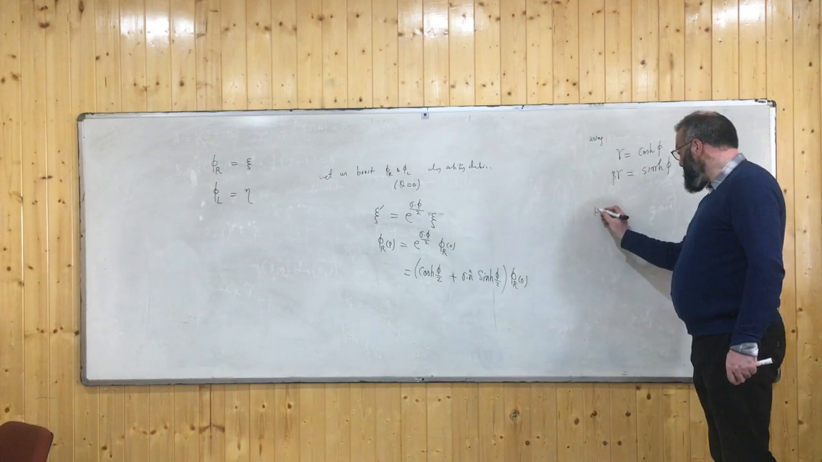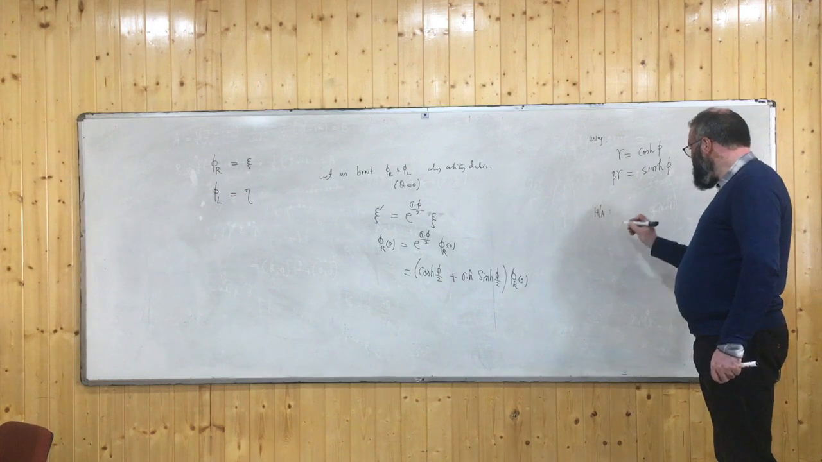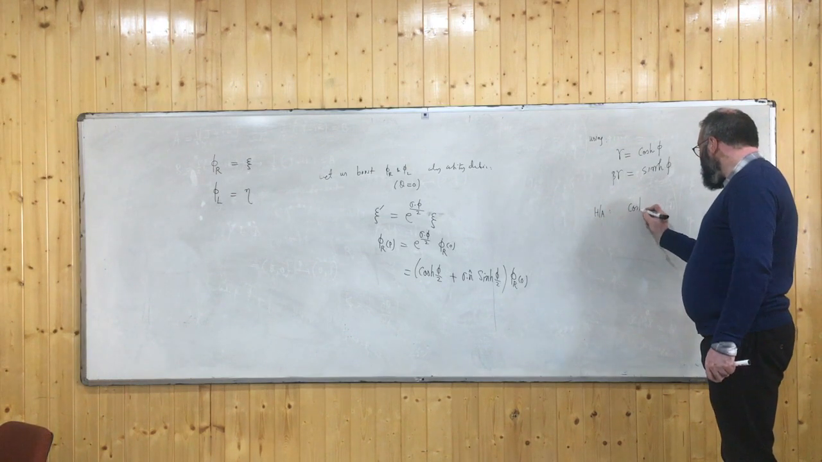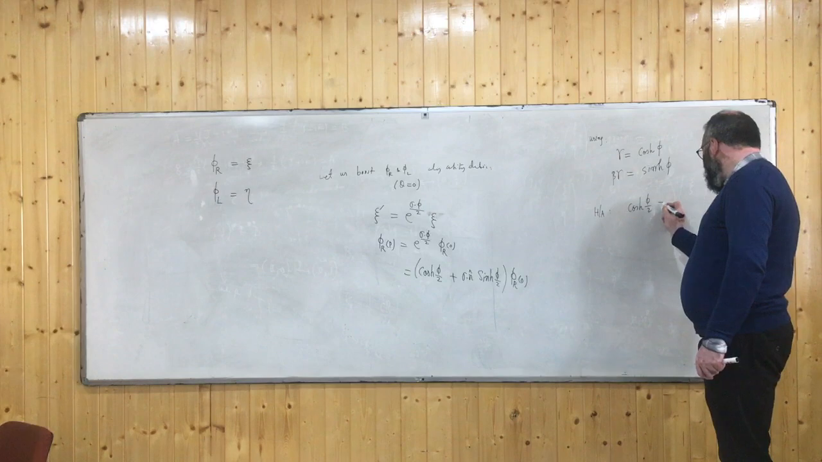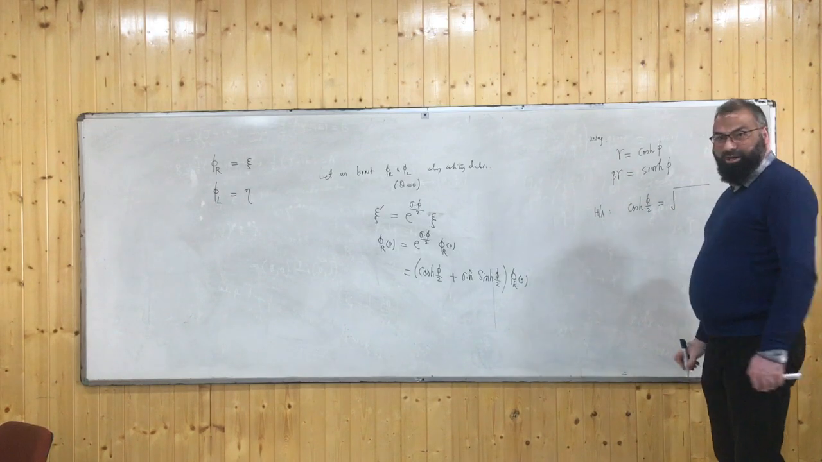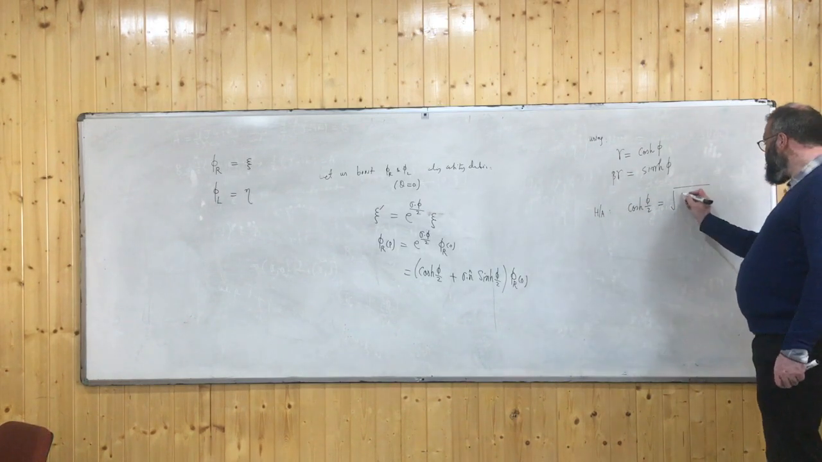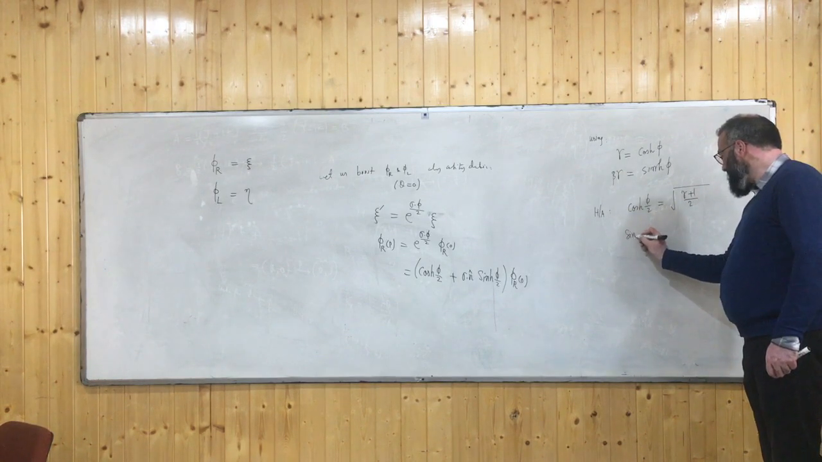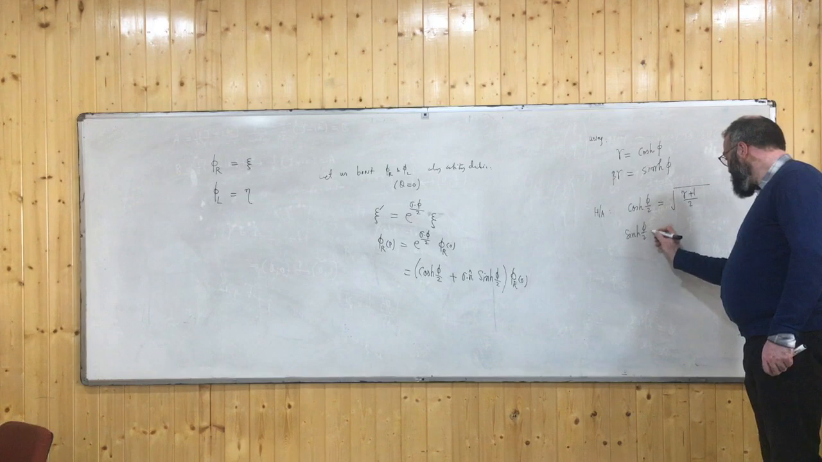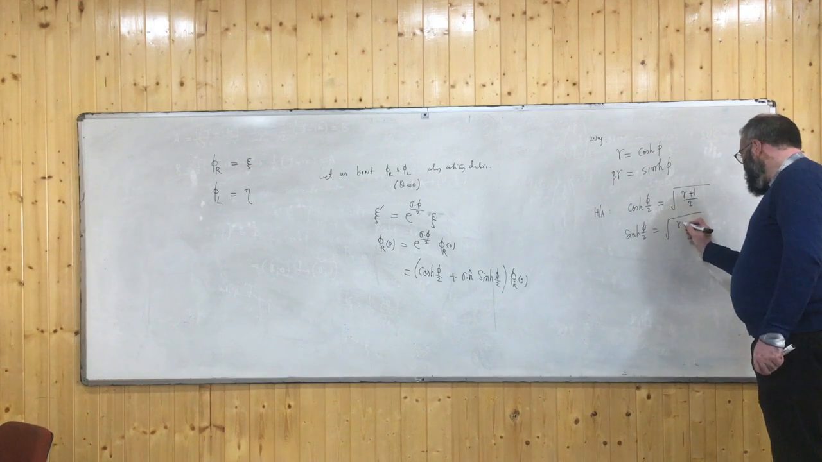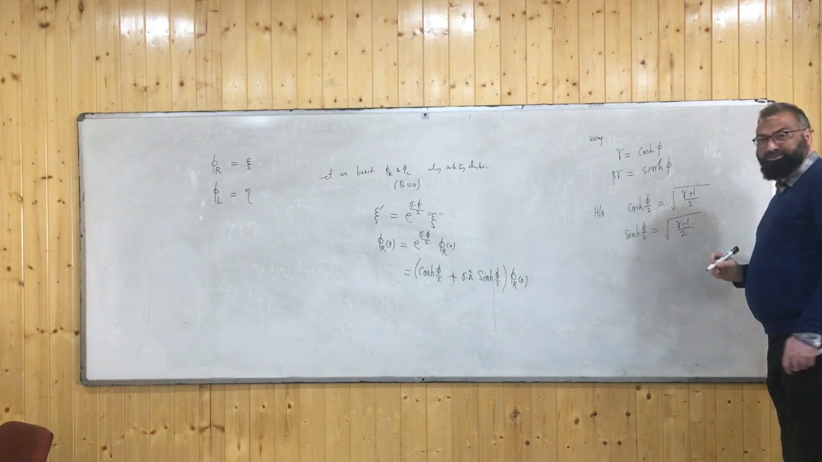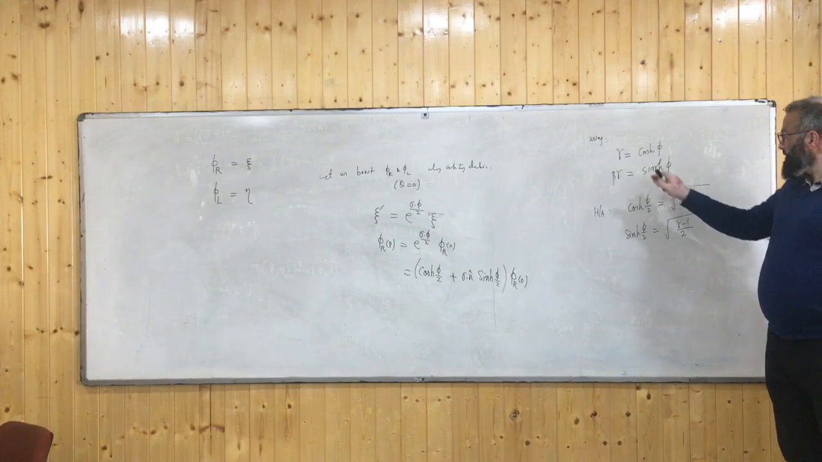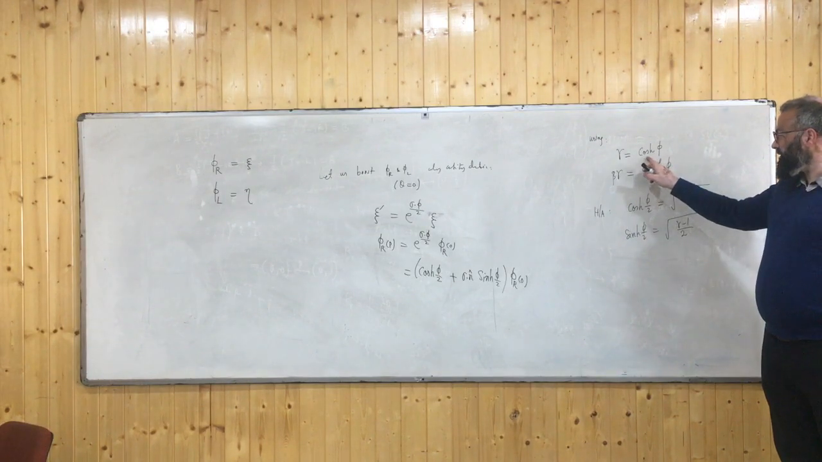This will be the home assignment for you to show that cos hyperbolic phi by 2 is the root of gamma plus 1 by 2, and sine hyperbolic phi by 2 is the root of gamma minus 1 by 2.